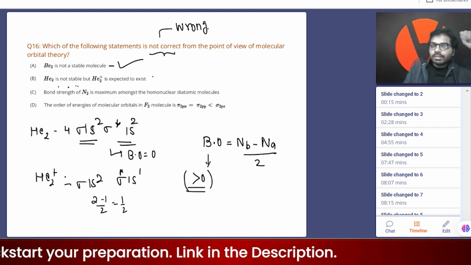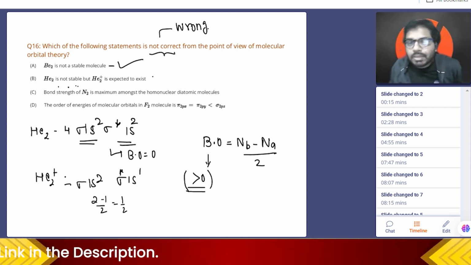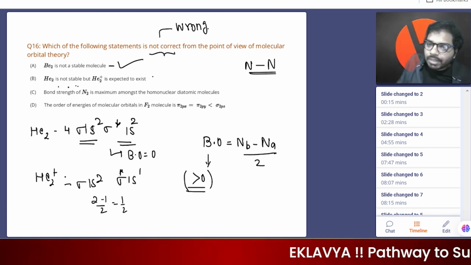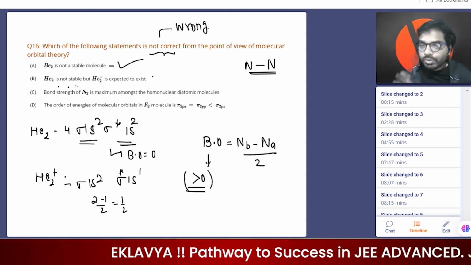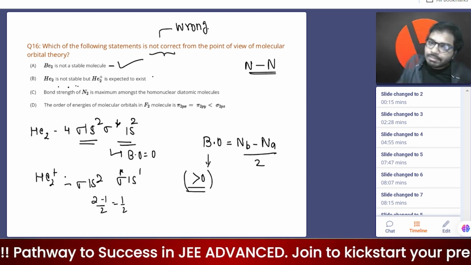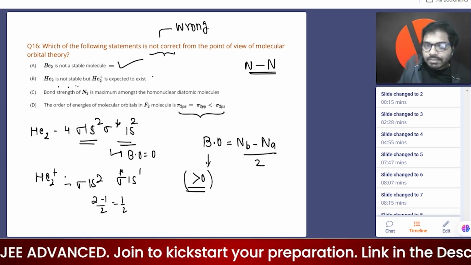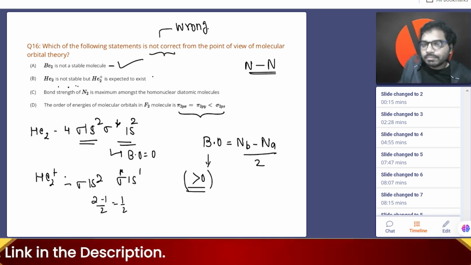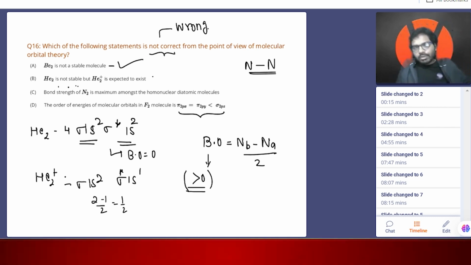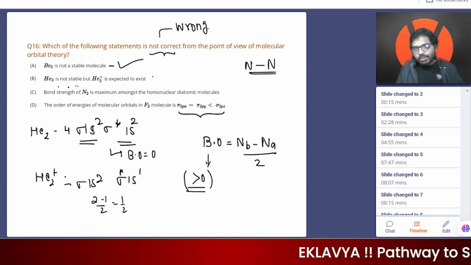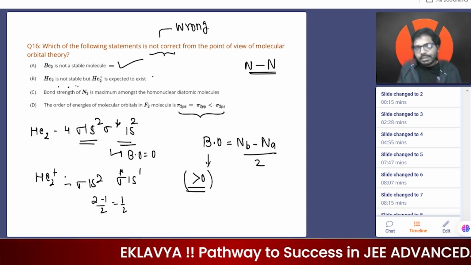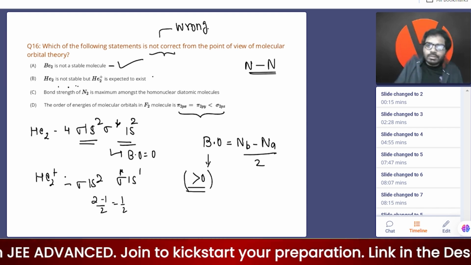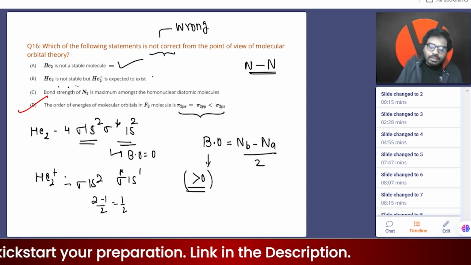This is also correct. Bond strength of nitrogen is maximum among the homonuclear diatomic molecules. Homonuclear is when two similar atoms are bonded to form a molecule, and diatomic. So the bond strength is the maximum, which is correct. So for the last one, the order of energy for the molecular orbitals of F2 is not the same. This order is not the correct order. The correct order is that sigma 2pz will come before, and after that pi 2px and 2py will come. So out of the 4 given options, the wrong one is D.